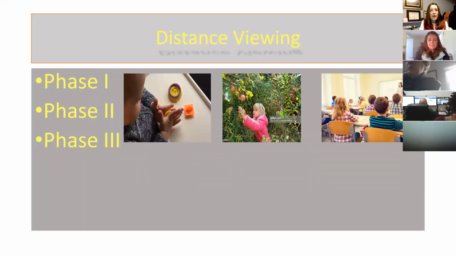So our students in phase 1 are really only able to view objects in arm's reach. We see this little guy here in the beginning. He is playing with the things that are on his tray. That's where our phase 1 students operate, within their arm's reach. And then as we see our students progressing through the CVI range, we're going to see them starting to look at things at 2 feet and 3 feet and 5 feet. As they're progressing through the range, we're going to see them looking at things at 15 feet. And in phase 3, we're going to see them viewing things at 20 feet and beyond.